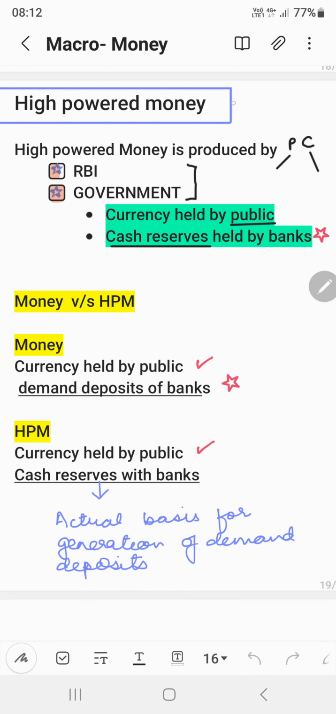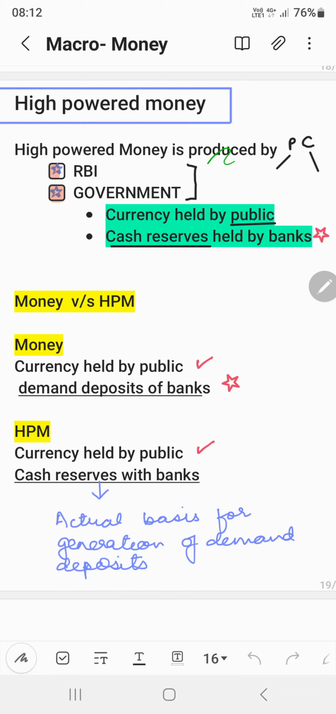Very often economists use these two terms. One is high powered money and the other one is just money. So is there a difference between high powered money and money? There is a slight difference between high powered money and money, which makes the first one high powered and the other one just money. Talking about why money is known as high powered.